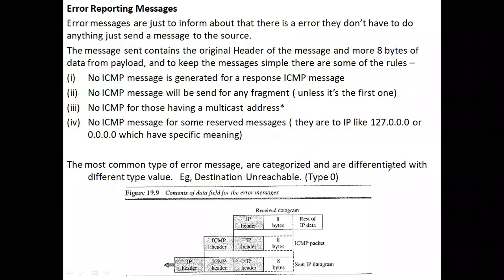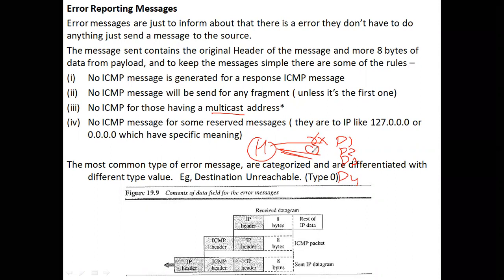By the same logic, there is no error message sent when we have multicast addressing. Now, multicast addressing, if you don't know, is basically when, let's say, the host H has sent multiple messages to destination 1, destination 2, destination 3, and all of them. Let's say a particular message which was sent to all of them failed at some router X, RX.